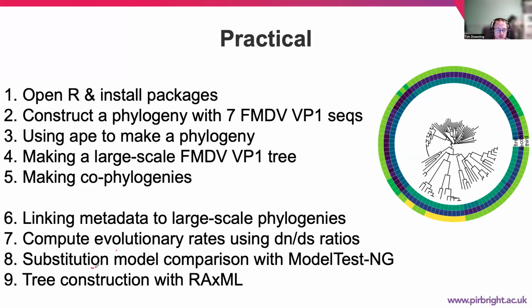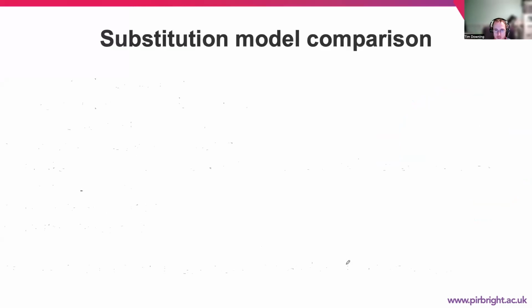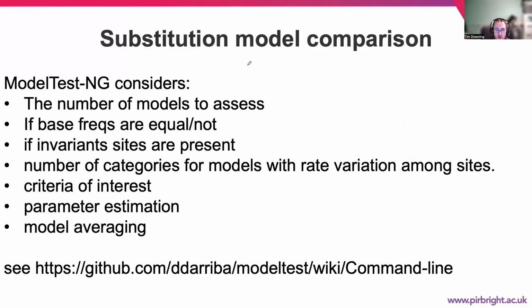So next in our practical, what we're going to do is substitution model comparison, which we touched on previously. Here we're going to assess the models using ModelTest-NG on the server. ModelTest-NG considers things like the number of models that you want to examine, the relative equality of the different nucleotide or indeed amino acid sequence, if invariant sites are present, the number of categories for models with gamma variation among sites, the criteria of interest, parameter estimation, and if we want to do model averaging. You can see more at this particular website, which details more through the command line.